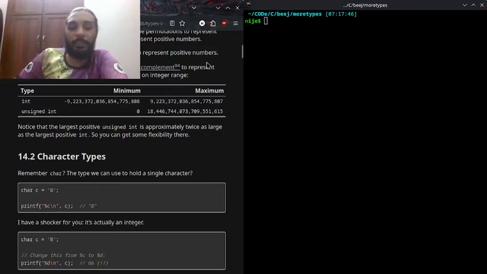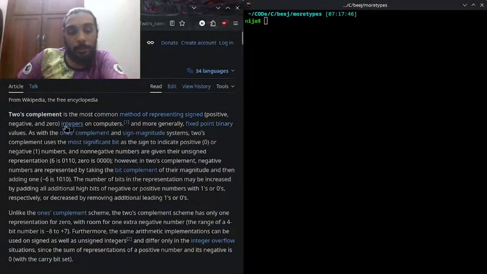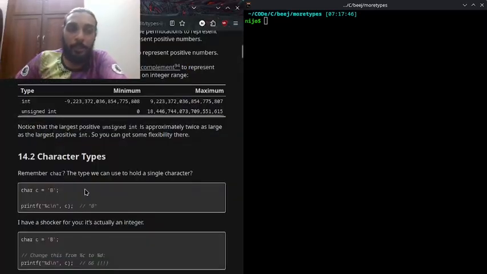On my computer with 64-bit, using 2's complement, representing signed positive, negative and 0 integers on computers, and more generally fixed point binary values, there are 1's complement and sign magnitude systems. 2's complement uses the most significant bit as the sign to indicate positive or negative numbers, and non-negative numbers are given their unsigned representation, such as 0110. However, in 2's complement, negative numbers are represented by taking the bit complement of their magnitude and then adding 1. Minus 6 is 1010. Right.